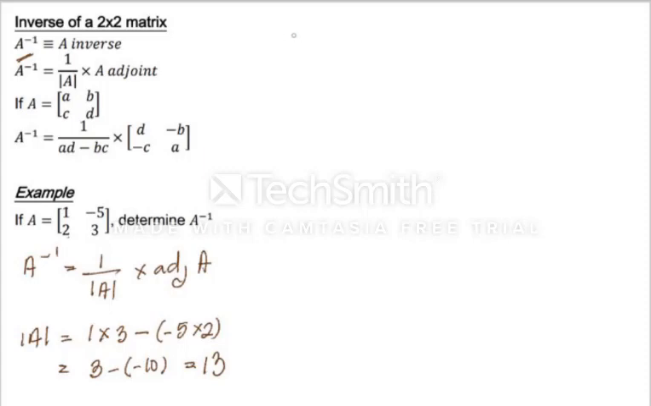Therefore, A inverse would be equal to 1 over 13 times adjoint A. Now, what would be adjoint A? To find adjoint A, we're going to switch around the leading diagonal elements, that is A and D. In this case, the leading diagonal elements are 1 and 3. We're going to switch them around. So this is 3 here and 1 here.